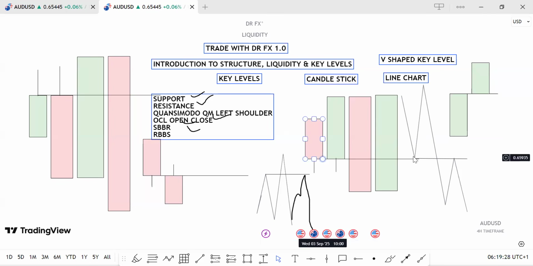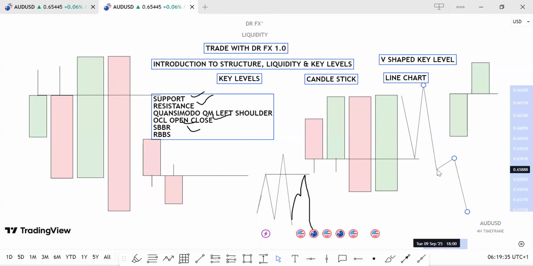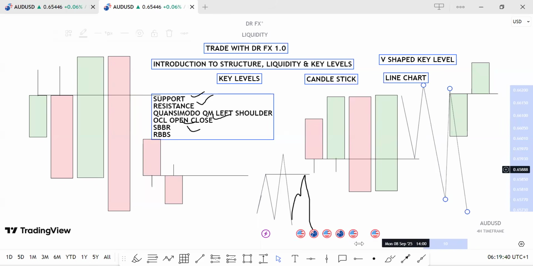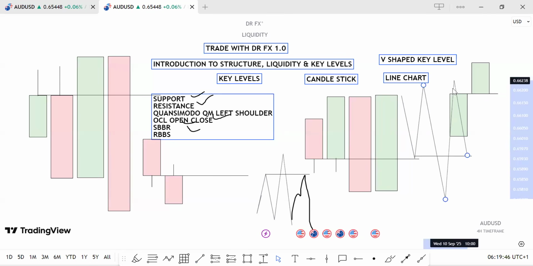Now, pay attention to this zone. I drew it on the line chart already. Then it's not going to look like this anymore. What will happen is the market is going to close below. The market is going to close above, right? Then this is going to be the left shoulder, this zone still. Then the market is going to use this zone to buy. This is how it's going to look like. Okay, this is what we call left shoulder.